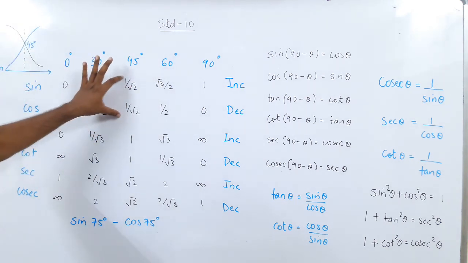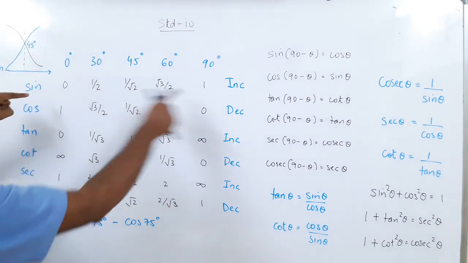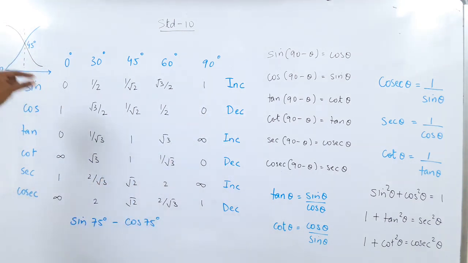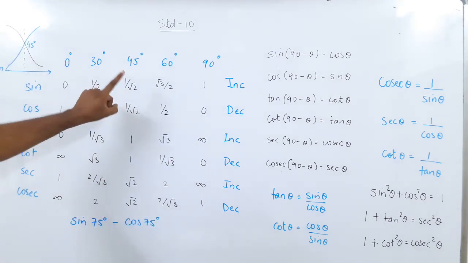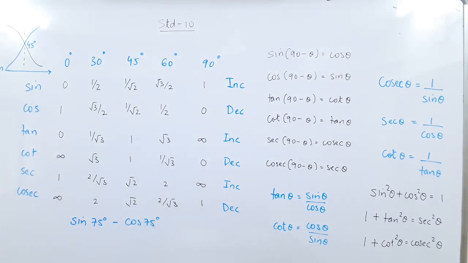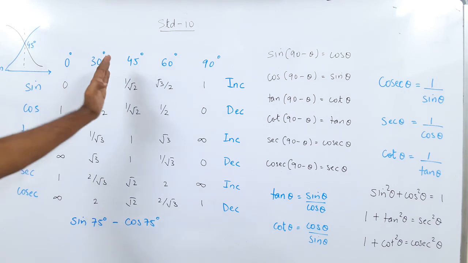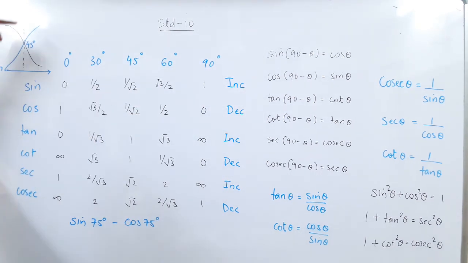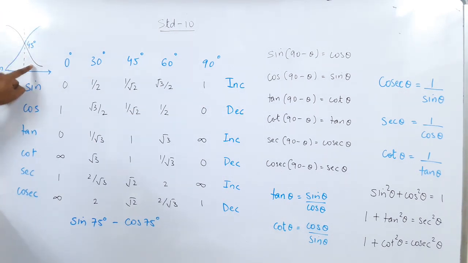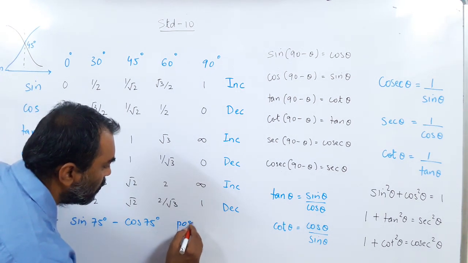So here you can see both are equal. Sine is increasing, cos is decreasing. At 45 degree both are equal. Here the cross takes place. Okay. So below 45 degree, cos is bigger, sine is smaller. And after 45, sine is bigger and cos is smaller. This is 75 degree. So 75 degree comes after 45. So after 45, sine is bigger and cos is smaller. So the value will be what? You guessed it right. It will be positive.